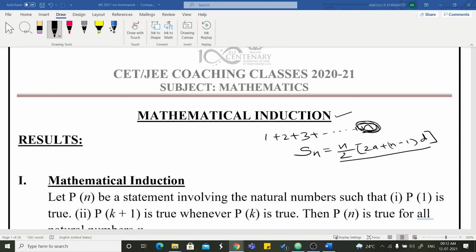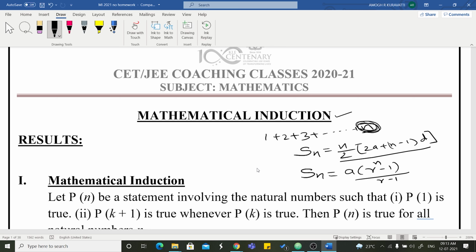Now here, in general, the sum to n terms of an arithmetic progression, denoted by Sn, is equal to n by 2 into 2a plus (n minus 1) d. This is the general formula. To prove this general formula we use mathematical induction. Similarly, the sum to n terms of a geometric progression, Sn, is equal to a into (r power n minus 1) divided by (r minus 1). This is a general value, and to prove such general results we must apply mathematical induction.